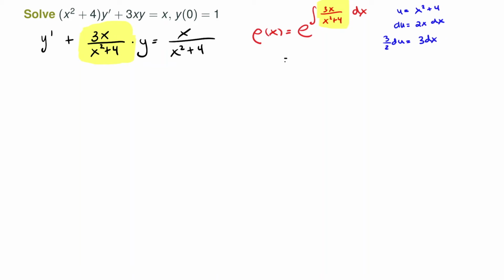So this becomes the integral e to the integral of 3/2 du over u, which will be e to the 3/2 times ln of u, and in our case ln of u is x squared plus 4. X squared plus 4 is always positive, so we don't have to use a customary ln absolute value of x squared plus 4. It's always going to be positive, so we can just drop the absolute values here.